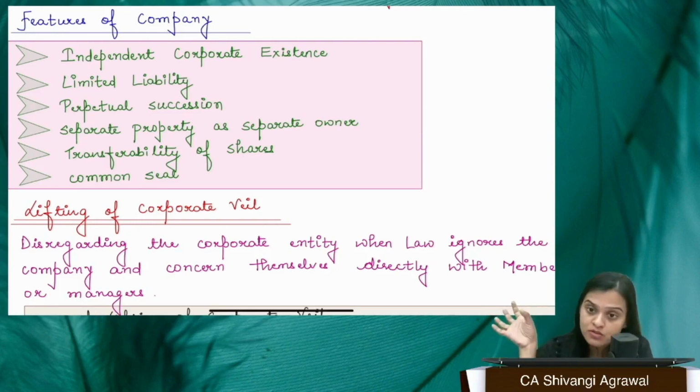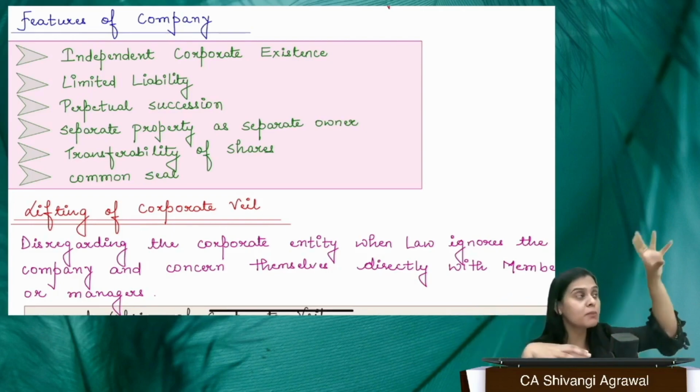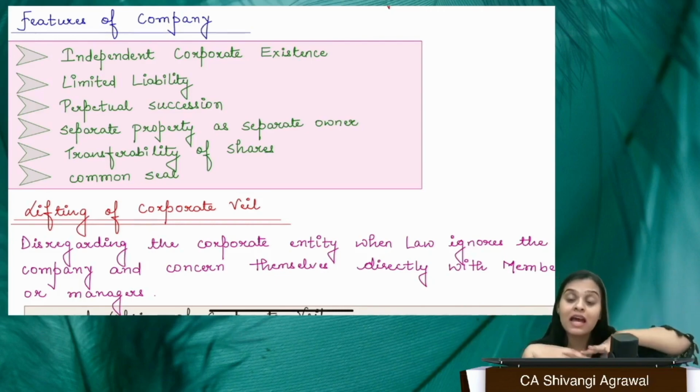So there are some promoters who have taken efforts to incorporate the company, and the company is different from the promoters. Now what is going to happen if a company is formed and the company goes and takes a bank loan and the company is unable to repay that bank loan?